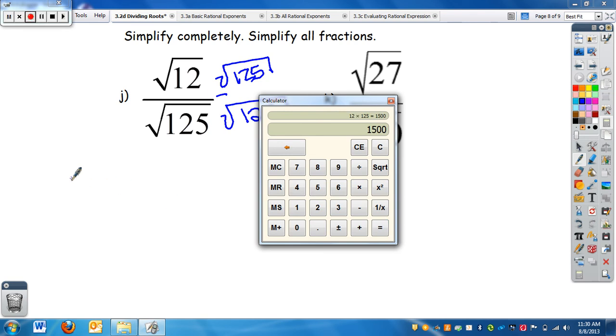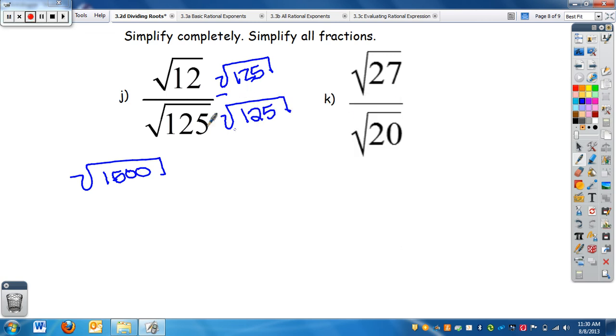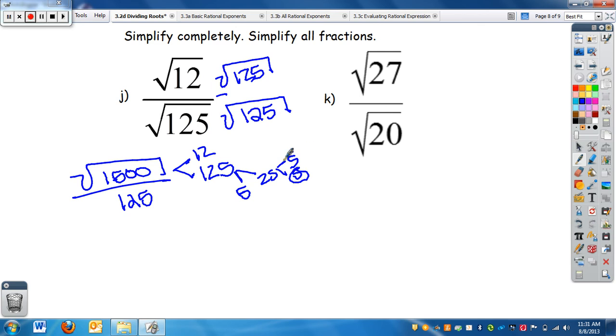That gives me the square root of 1500. Alright. And then root 125 times root 125 is 125. Alright, so breaking this down, well, I just multiplied the 2 numbers together. That's 12 and 125. 125 is 5 and 25, and 25 is 5 and 5. 12 is 3 and 4, which is 2 and 2.